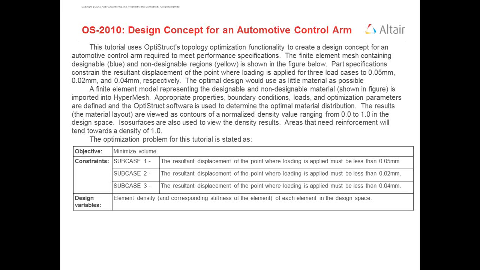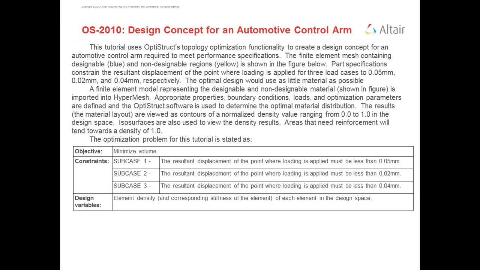Appropriate properties, boundary conditions, loads and optimization parameters are defined, and OptiStruct software is used to determine the optimal material distribution. The results, the material layout, are viewed as a contour of normalized density value ranging from 0 to 1 in the design space. Isosurfaces are also used to view the density result. Areas that need reinforcement will tend towards the density 1.